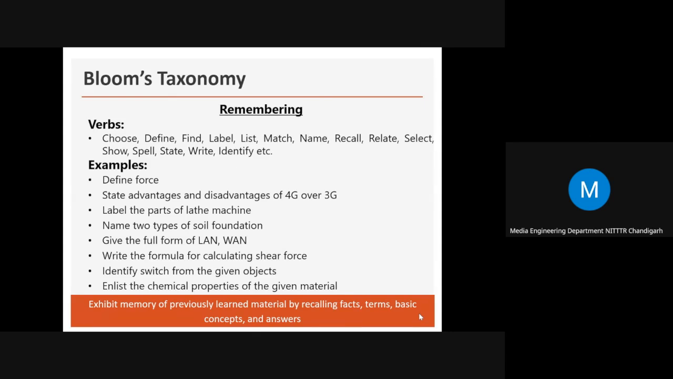Right. These are some examples of the questions, like define force, state advantages or disadvantages of something, label the parts of a lathe machine, name two types of soil foundation. All these things are just recalling facts or recalling some answers from our memory. So we can have action verbs like choose, define, find, label, list, match. Such kinds of verbs can be used. Right.